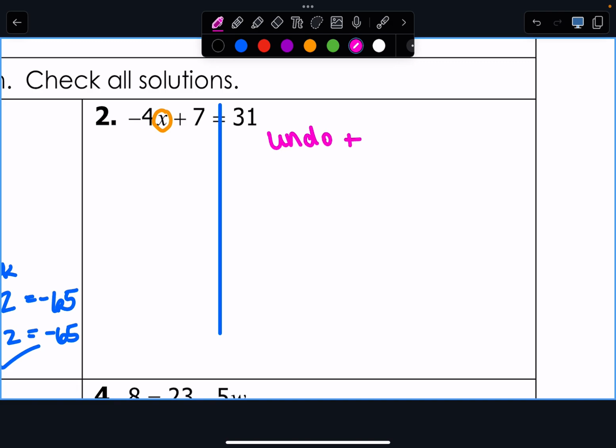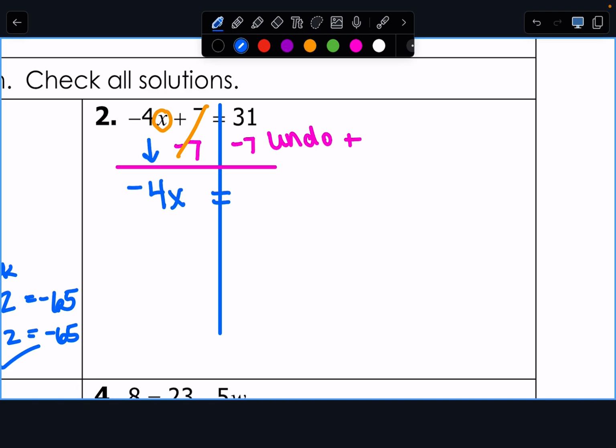Okay, and in order to undo addition, we need to subtract 7. So 7 minus 7 cancels out, and we still have negative 4x equals 24. Positive 24. It's positive or you're positive? I'm positive. Yes, that's the answer I was looking for.